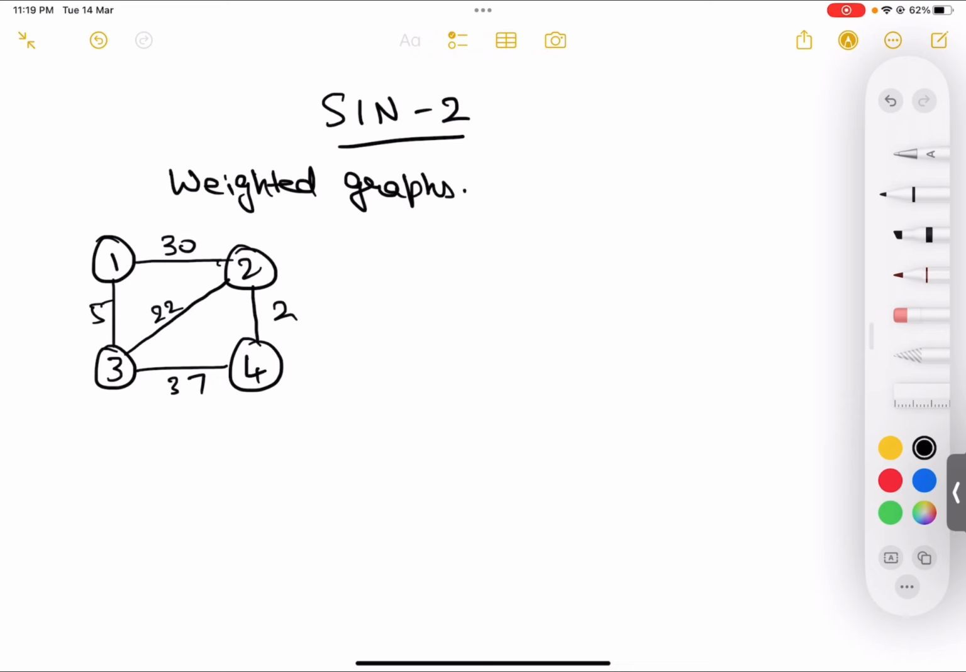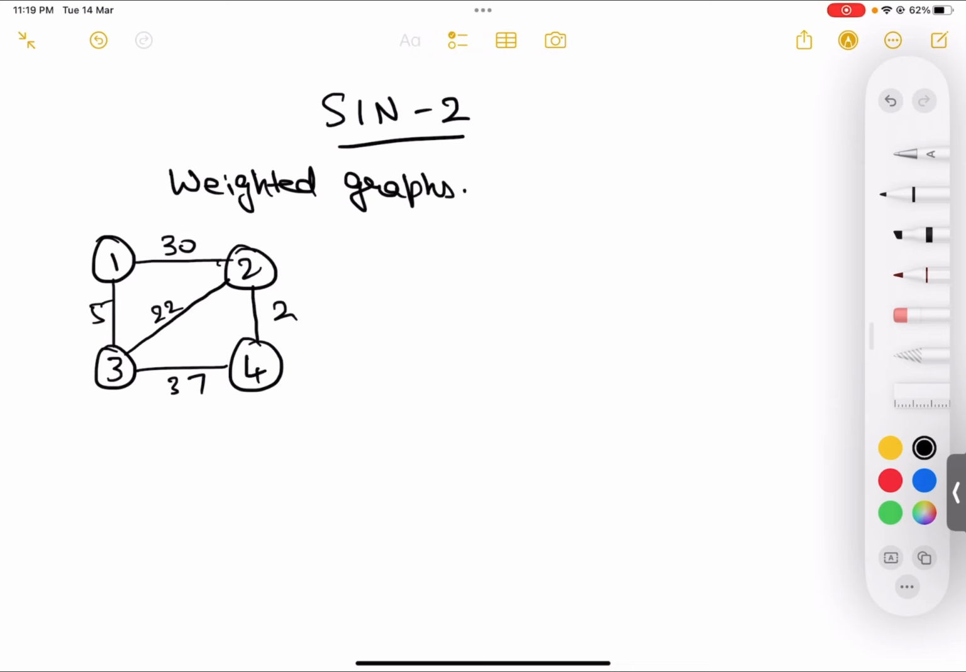Now what does this mean? What do these weights mean? Based on the application, these weights may mean different things. For example, if 1, 2, 3, 4 are locations, the edge weights may mean the distance, or the cost that is required to travel from 1 to 2, or anything like that.